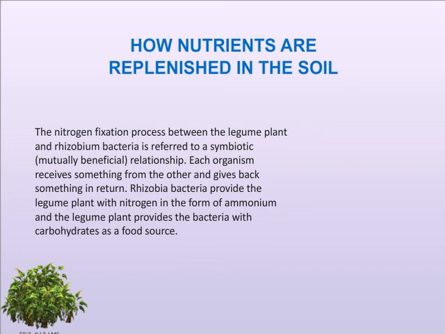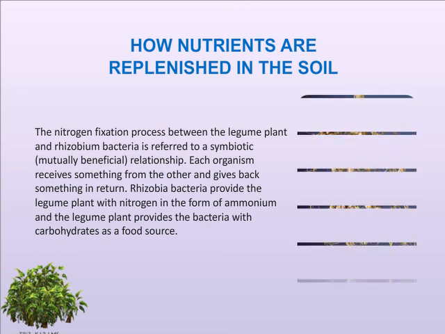Rhizobia bacteria provide the legume plant with nitrogen in the form of ammonium, and the legume plant provides the bacteria with carbohydrates as a food source.